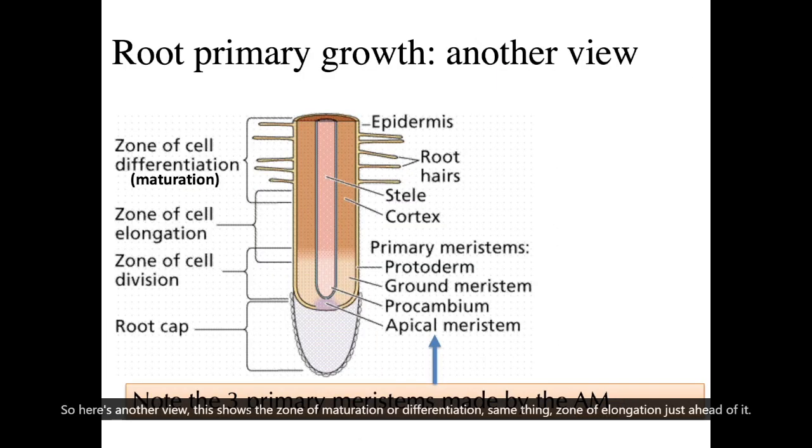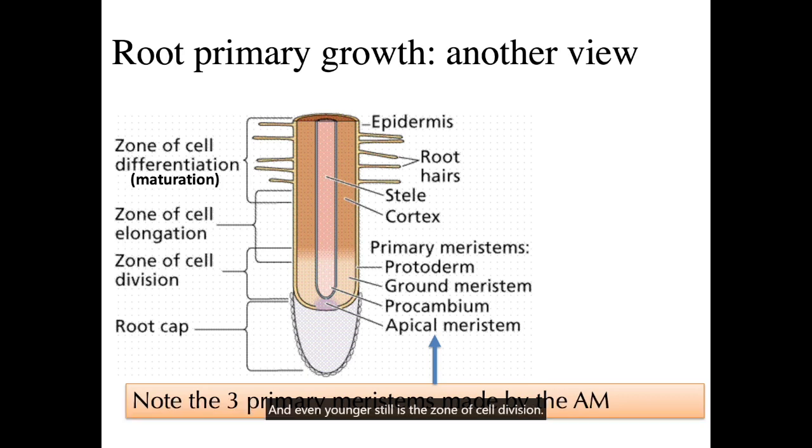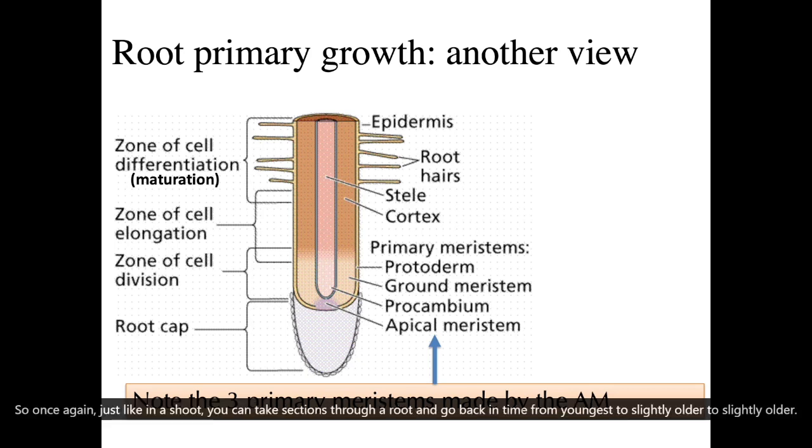So here's another view. This shows the zone of maturation or differentiation, same thing. Zone of elongation just ahead of it, and even younger still is the zone of cell division. So once again, just like in a shoot, you can take sections through a root and go back in time, from youngest to slightly older to slightly older.